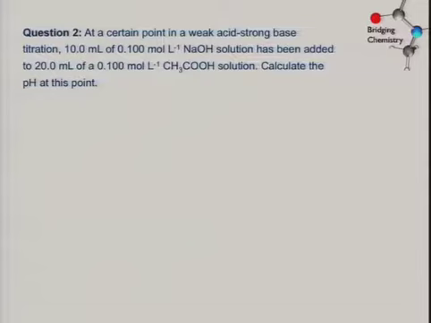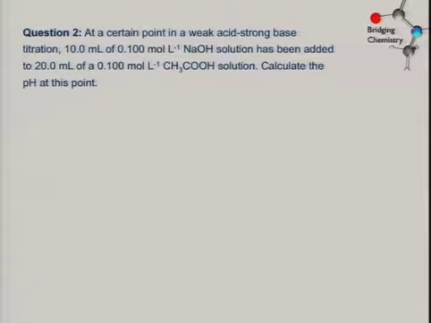At a certain point in a titration between a weak acid and a strong base, 10 mils of 0.100 moles per litre sodium hydroxide solution has been added, so that's in the burette, yeah, to 20 mils of 0.100 moles per litre ethanoic acid solution, which is in the little flask. Calculate the pH at this point.